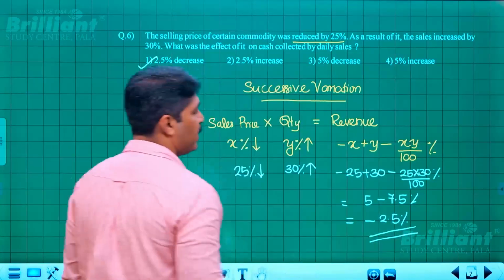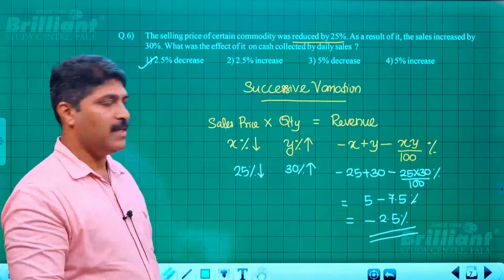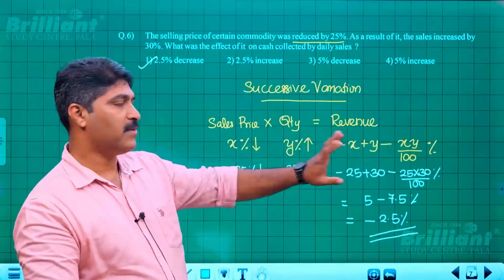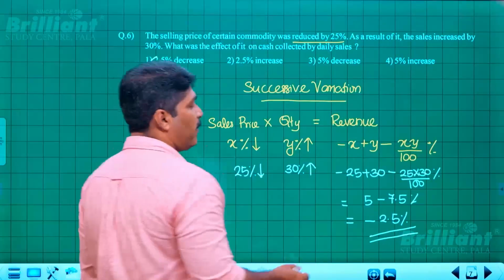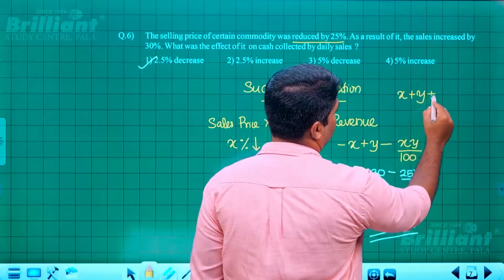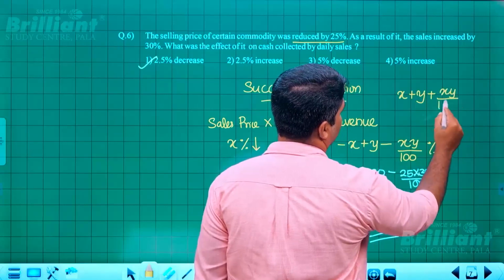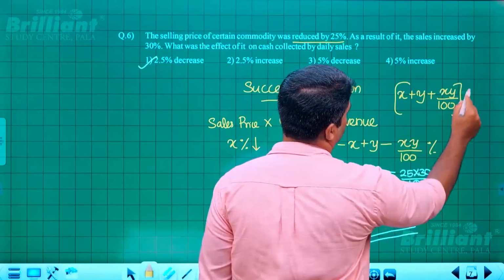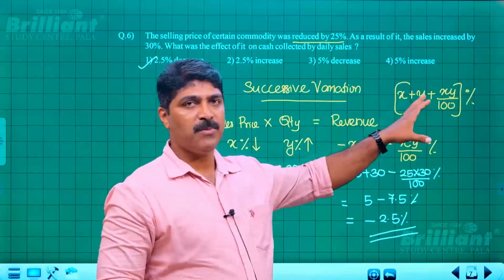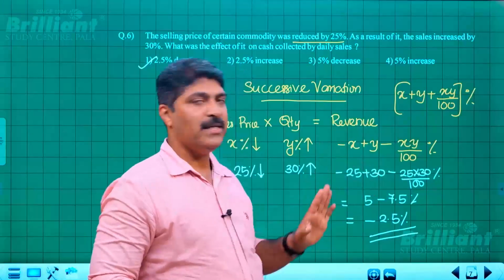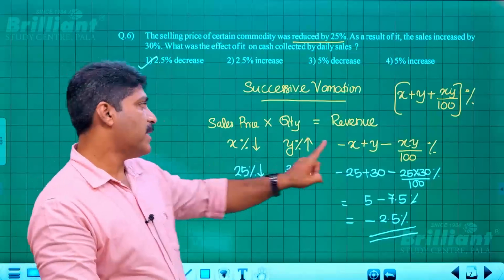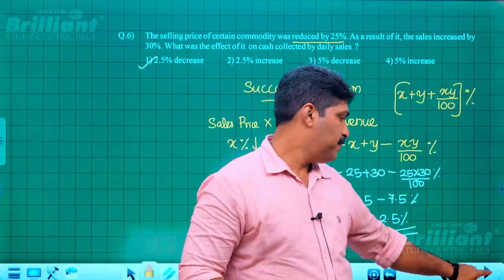So what is the conclusion here? That is a 2.5% decrease. That's a successive variation application. You can apply this result for finding variations like this. So what is the general result? If a quantity varies by X%, then varies by Y% successively, then the net variation is X plus Y plus XY by 100%. In this result, if the variation is an increase, you have to put the value as positive. If the variation is a decrease, you have to enter that as negative. By using that result, we can find the answer directly.